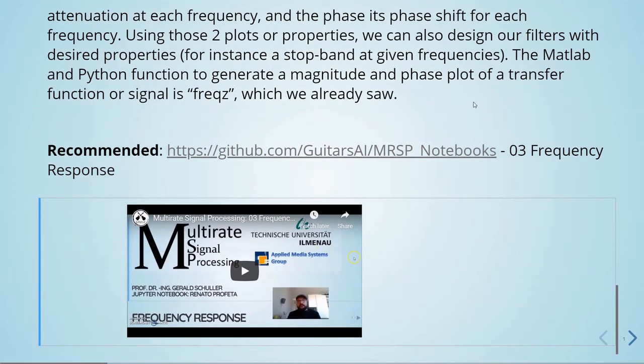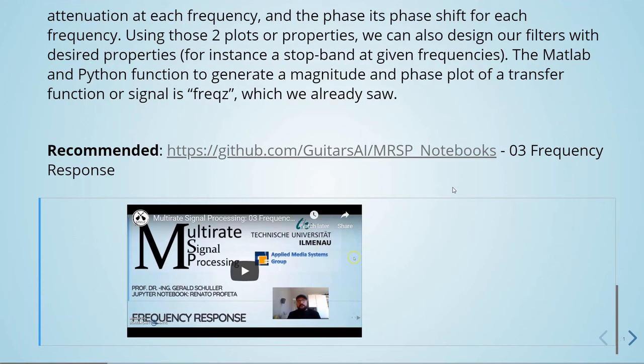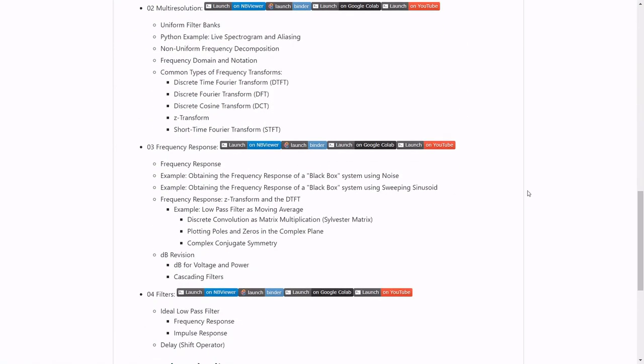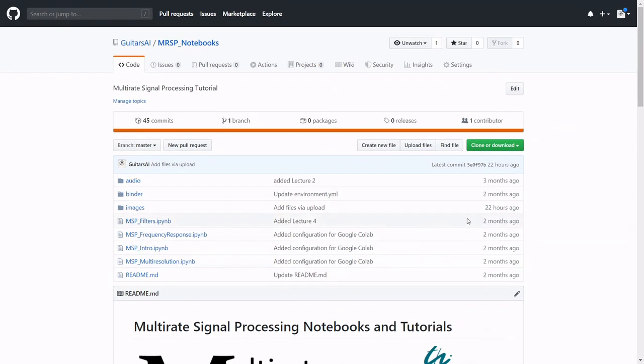I recommend, if you want to go deeper into the frequency response of filters and a bit of a revision of filters, you take a look at the Guitars AI GitHub on the multi-rate signal processing, notebook number 3, the frequency response. There are also some video tutorials. There will be examples on how to obtain the frequency response of a black box system using noise and using a sweeping sinusoid, relations between the z transform and DTFT, examples, a revision on cascading filters, and also a revision about ideal low pass filters, frequency response, impulse response, and delay. So you can take a look at the Guitars AI GitHub, at the multi-rate signal processing notebooks and tutorials.